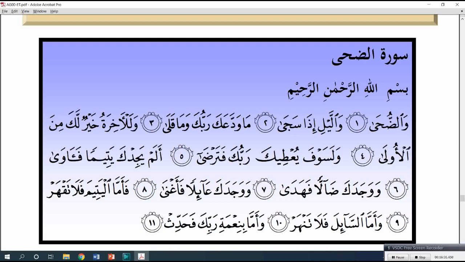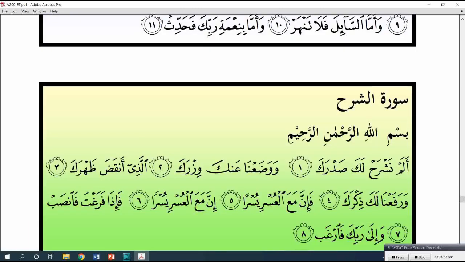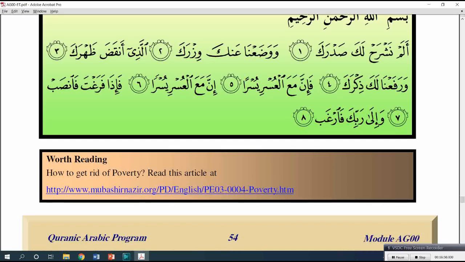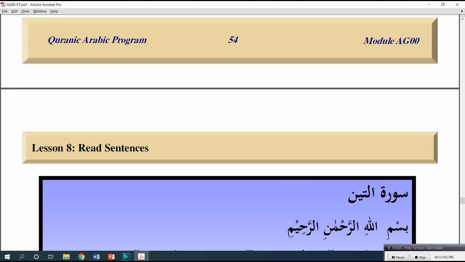Then Surah Al-Sharh. Bismillah ar-Rahman ar-Rahim. Alam nashrah laka sadrak. Wa wada'na anka wizrak. Please note that how to get rid of poverty, just one of my articles in English. Please read them. This is just to help you.